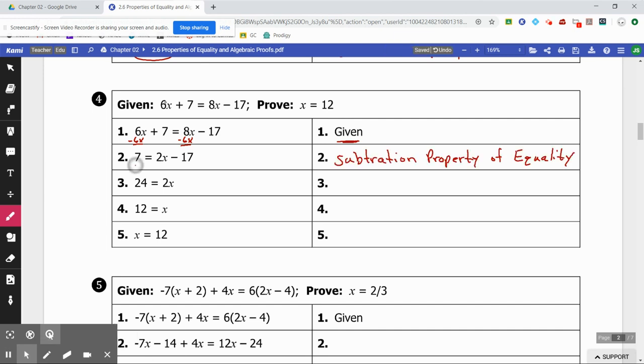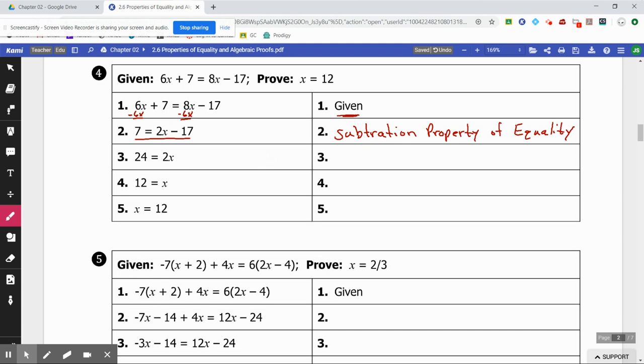Okay, now we're left with this. And notice that what they did was the 2x stayed put, but they took these minus 17s and somehow moved them to the other side. How did they do it? They did it by adding 17. So they added 17 to both sides using the addition property of equality. So that brought them to this step. And again, they're here because they did this. So you've got to be careful.